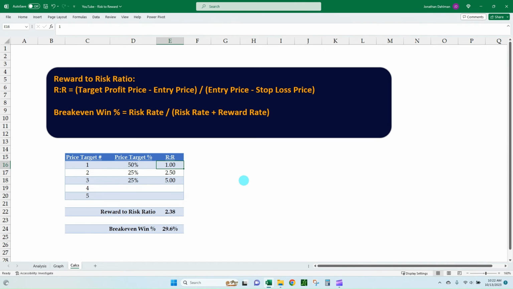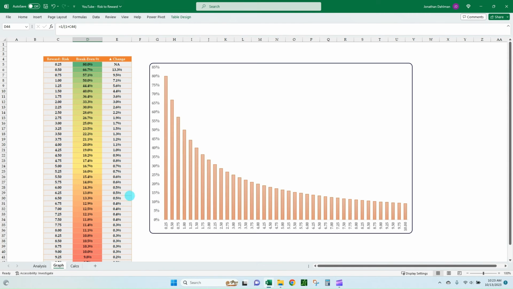But like I said, I think it's really helpful to be able to know what goes beyond the reward to risk ratio, because it's thrown around a lot in the investing and trading community. But it's nice to know what the math is, and also be able to conceptualize how that translates to what you need to do to make money on specific trades, and what your target break-even win percentage is.